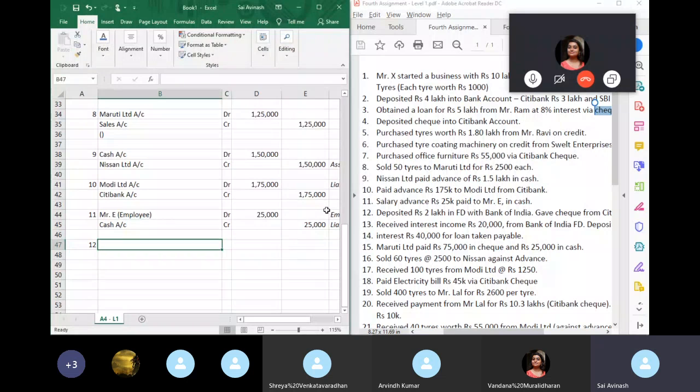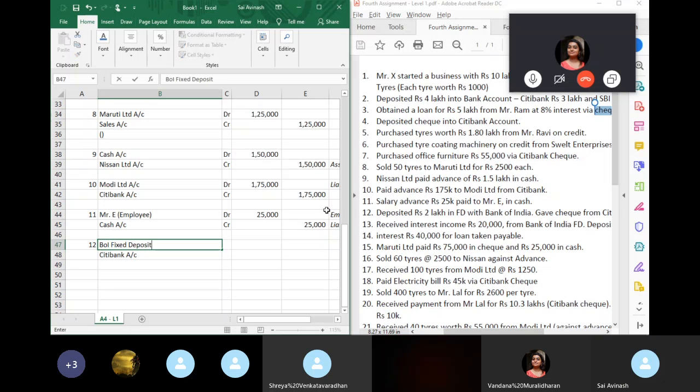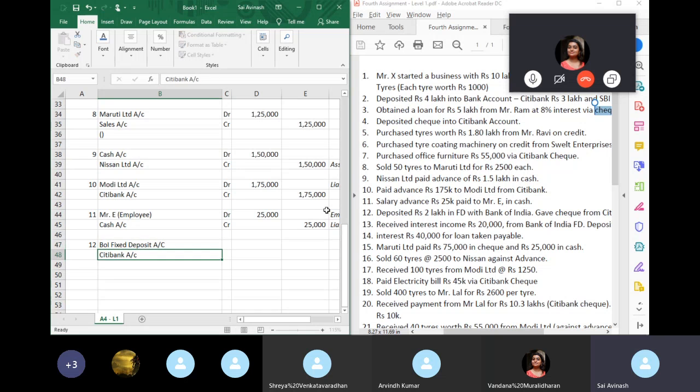Okay, so number 12, deposited. We already saw this. So I know that I'm giving a check from Citibank. When I'm giving a check, I don't think about check in hand or anything of the sort. Giving a check, Citibank, and the deposit is Bank of India fixed deposit. So I know that fixed deposit is an asset, so asset increases. Citibank, I'm giving money away from my Citibank account, so my balance reduces. The amount is 2 lakh.